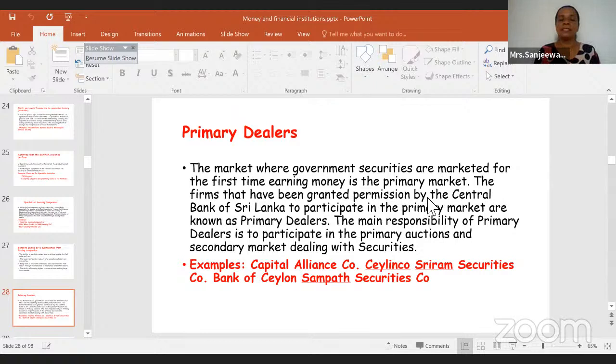Okay, so now let's see some of the examples. Capital Alliance, Sri Lanka Securities, Bank of Ceylon, Sampath Securities. These are some of the primary dealers. All right. Then the next one is share brokers.